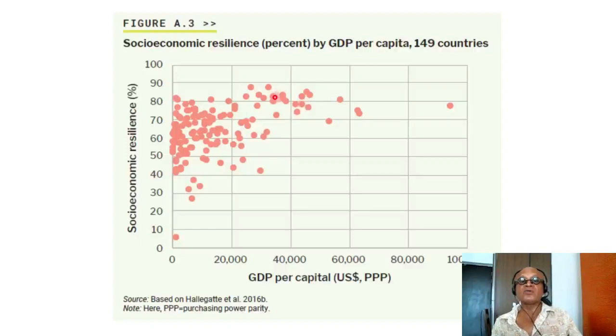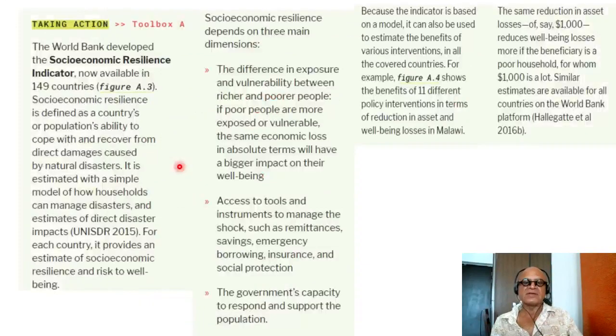So if you are a homeowner and you lost the house, you may be less resilient than a person who is living in a hut or some other temporary shelter and can rebuild quickly. So those kinds of details matter here. Okay. Continuing with Toolbox A, taking action, the World Bank developed the Socioeconomic Resilience Indicator, now available in 149 countries that we looked at in the previous slide.